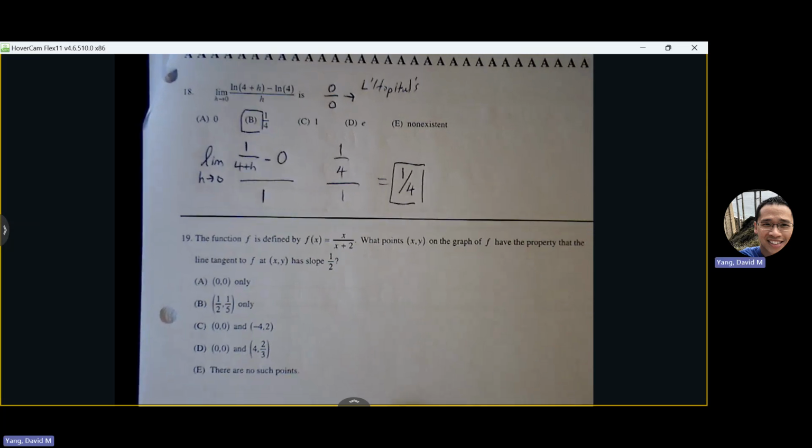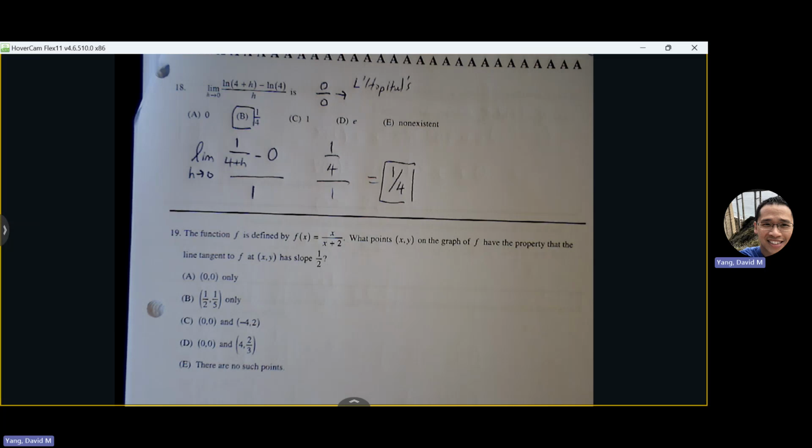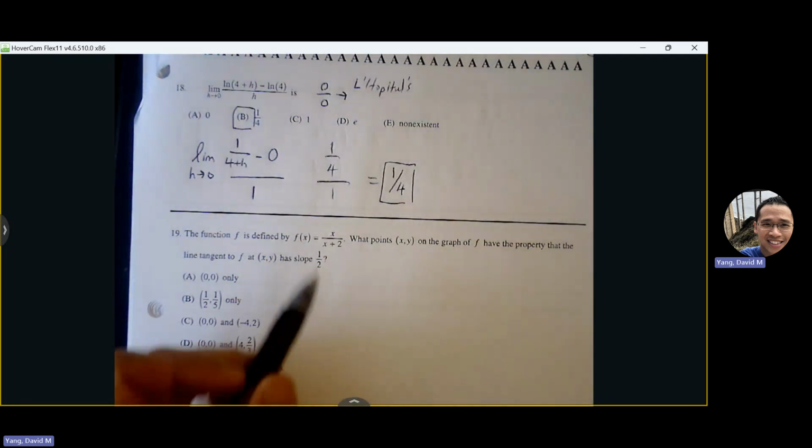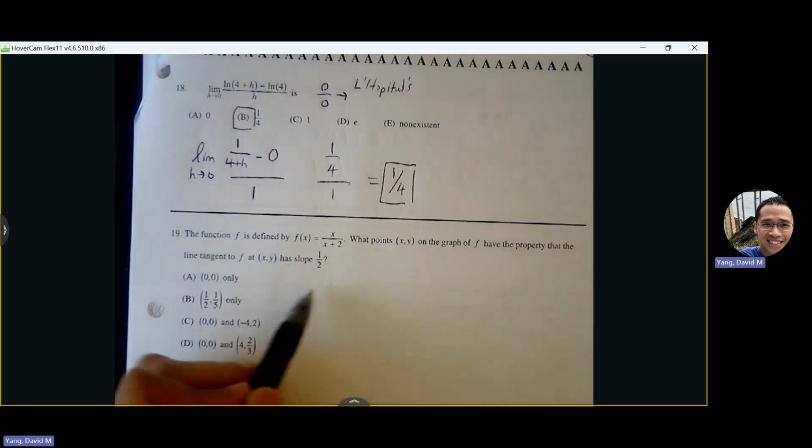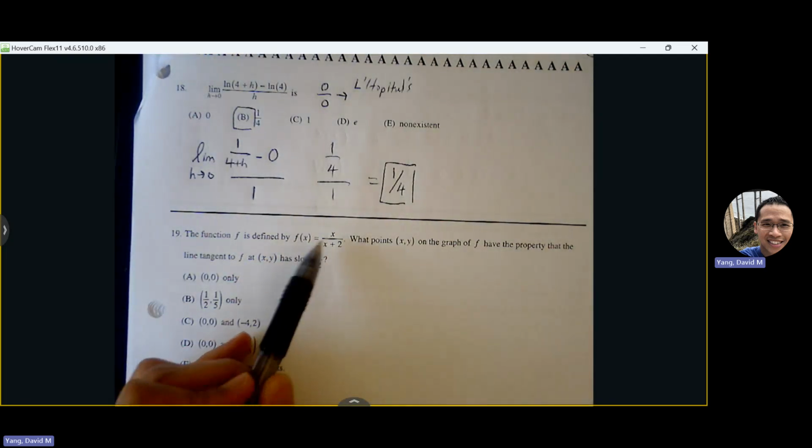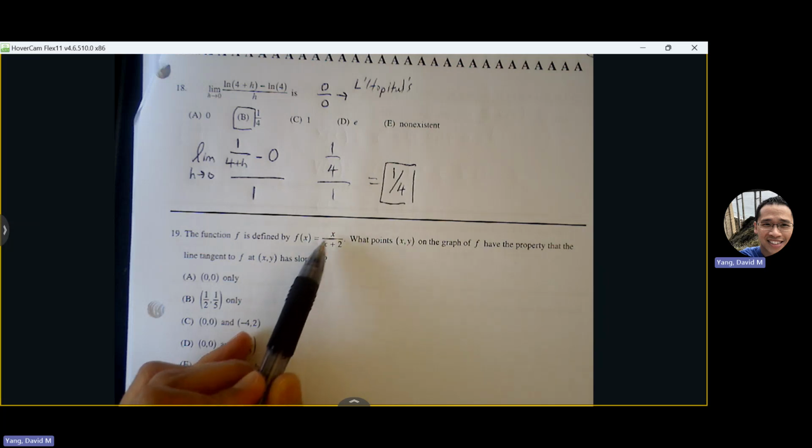Okay, 19. The function f is defined by f of x equals x over x plus 2. What points on the graph of f have a property that the line tangent to f has a slope of 1/2? So we know that anytime we're dealing with slope, we got to involve the derivative. So we're basically just going to set the derivative equal to 1/2 and solve for x.